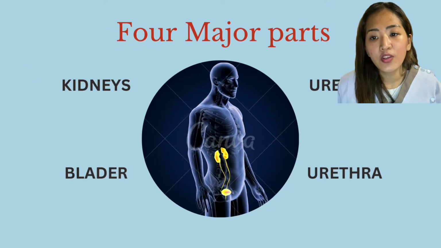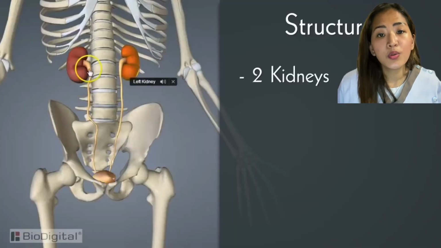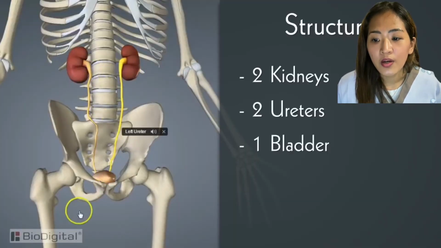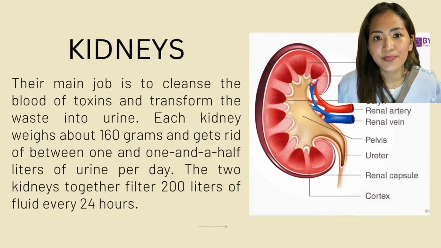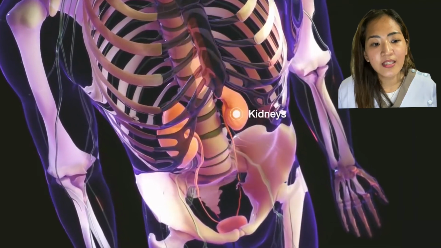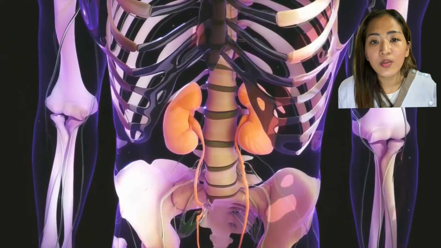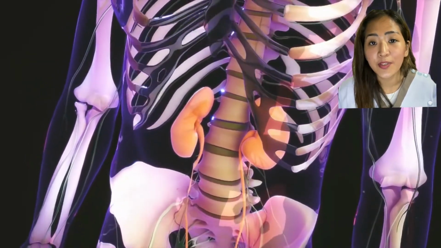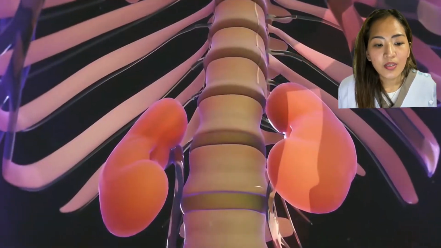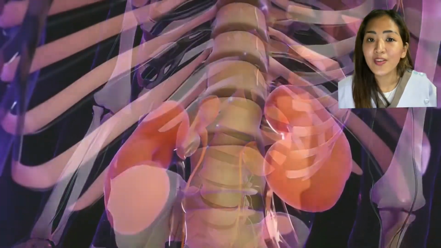We have four major parts of the urinary system. We have two kidneys, two ureters, one bladder, and one urethra. Let's move on to the kidneys. Their main job is to cleanse the blood of toxins and transform the waste into urine. Each kidney weighs about 160 grams and produces between 1 and 1.5 liters of urine per day. The two kidneys together filter 200 liters of fluid every 24 hours.